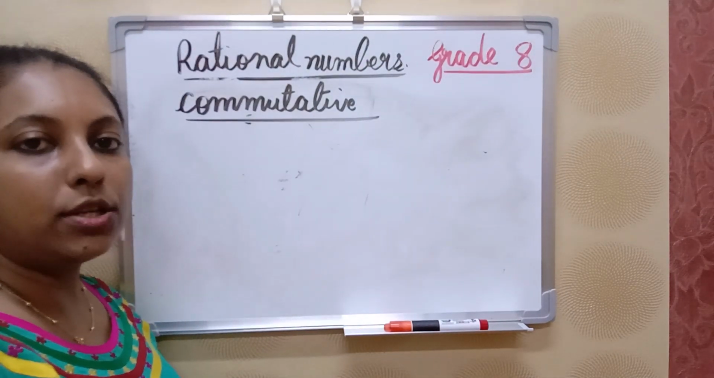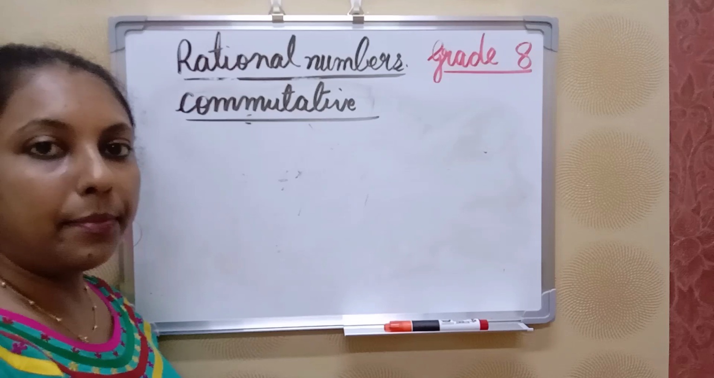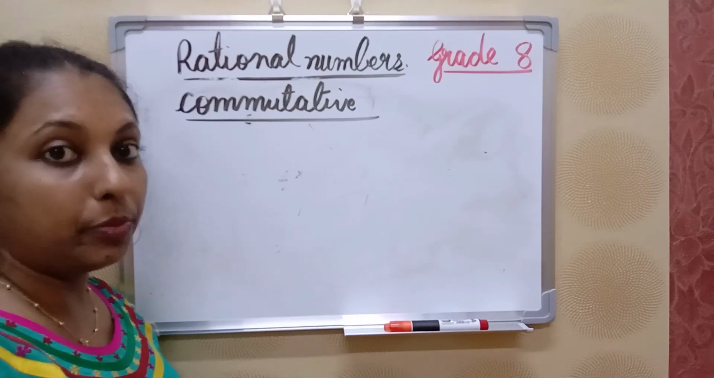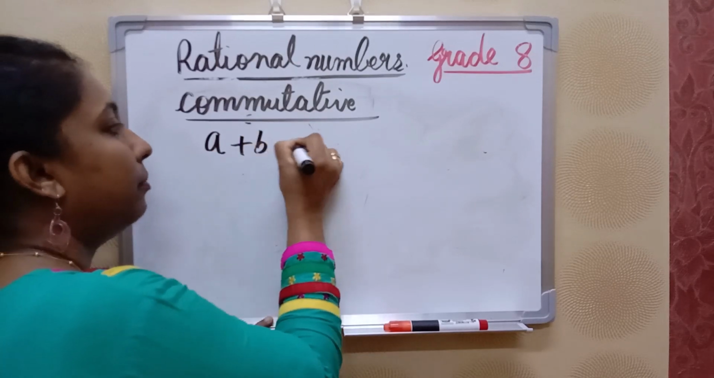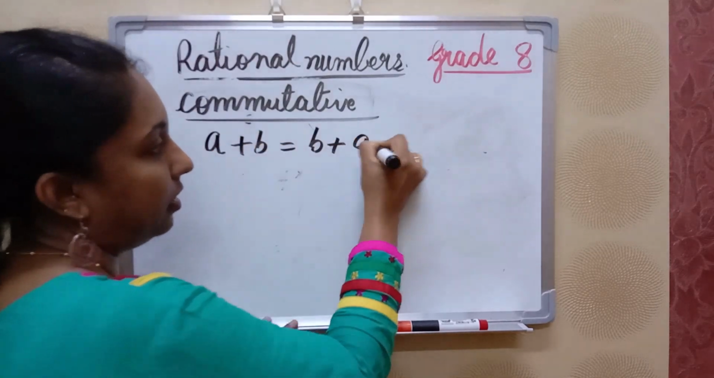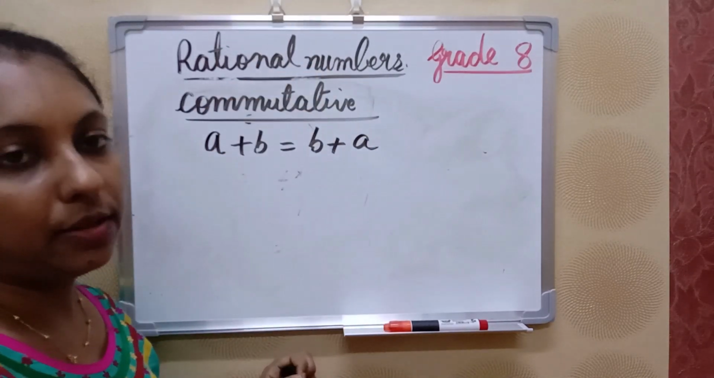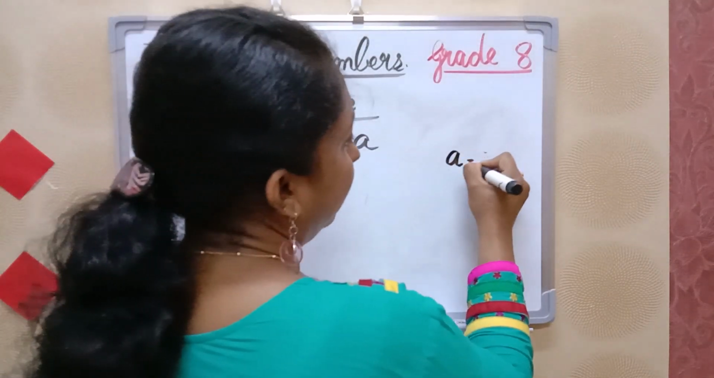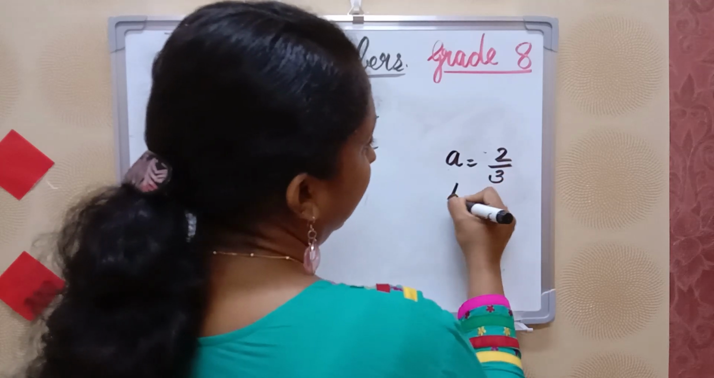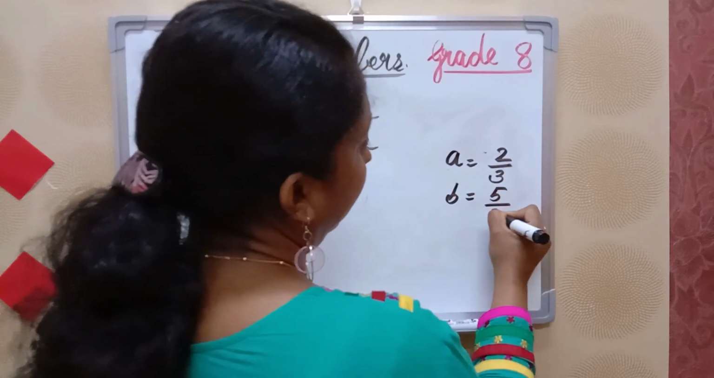If A and B are two rational numbers, then A plus B is equal to B plus A. Let me check whether it is correct or not. A is equal to 2 by 3, B is equal to 5 by 3.